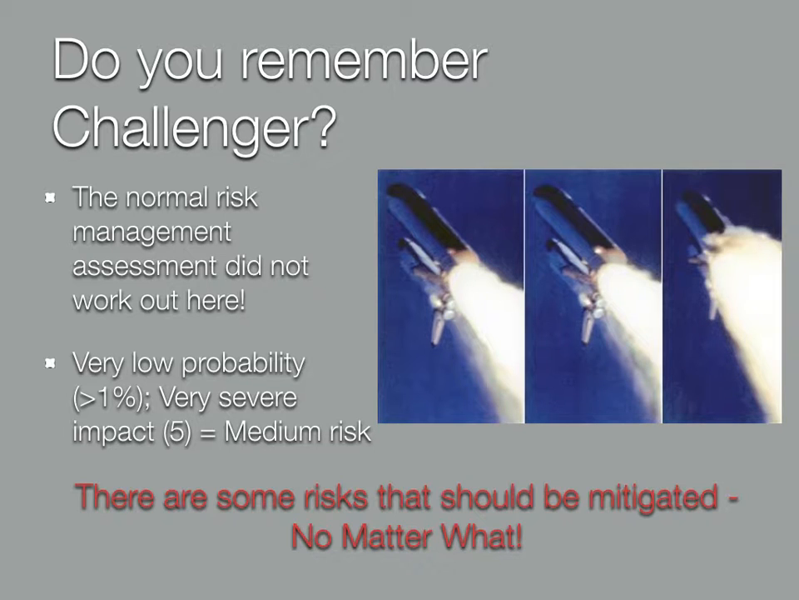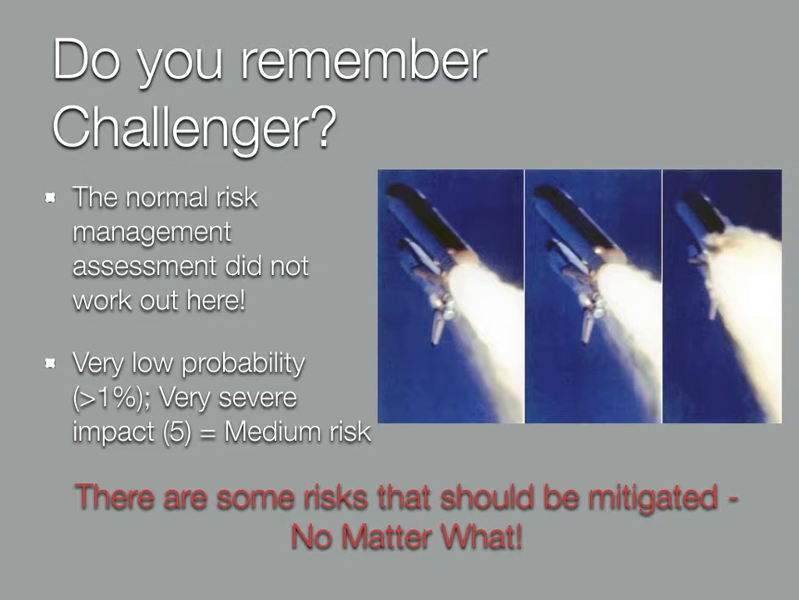Okay, so if you look at the normal risk management assessment, this would have only been a medium risk. Lots of other risks were probably mitigated long before this one was, and you put money in those places. The risk that the Challenger would blow up or something severe happen was very low. It was actually less than 1%, or at least that's what was calculated by some of the engineers at NASA. But the impact, we have to say, was very severe.